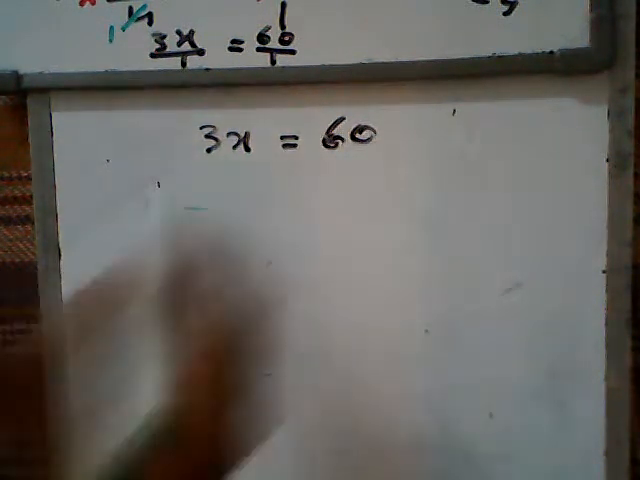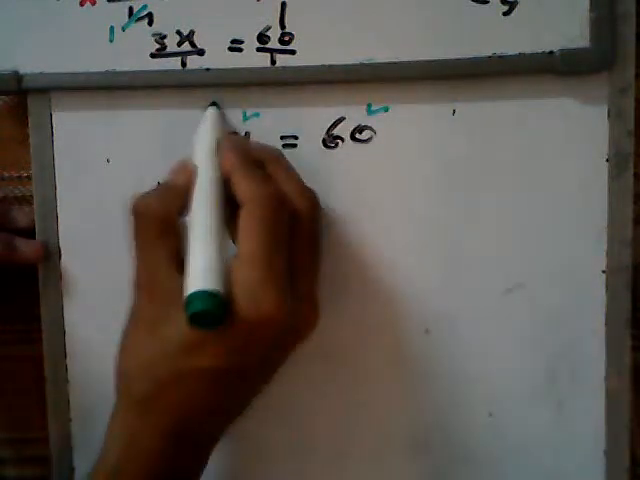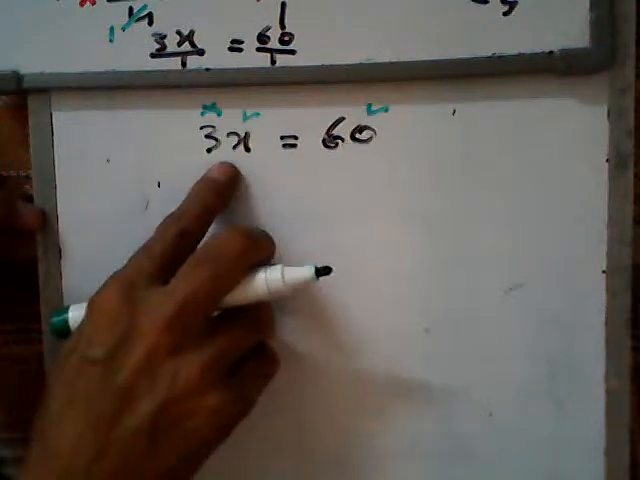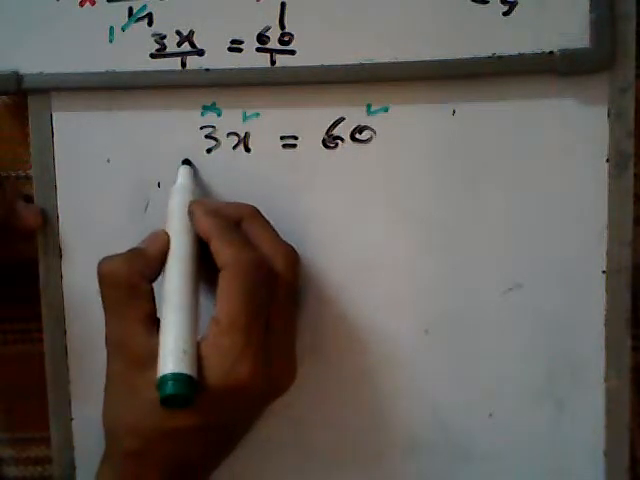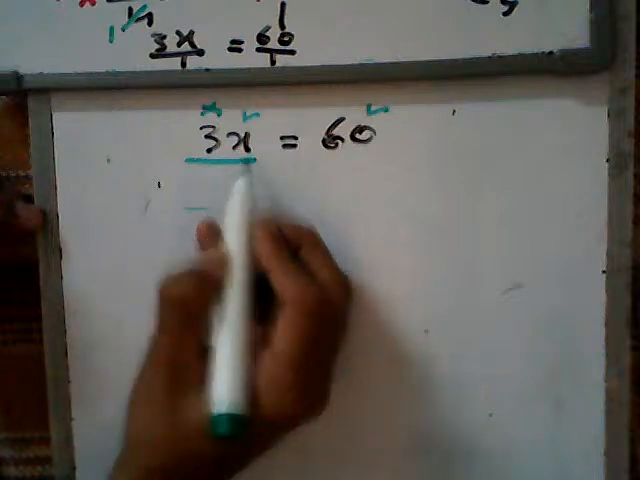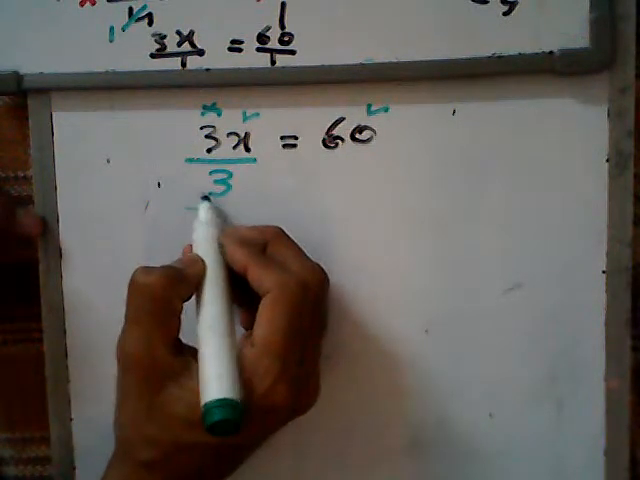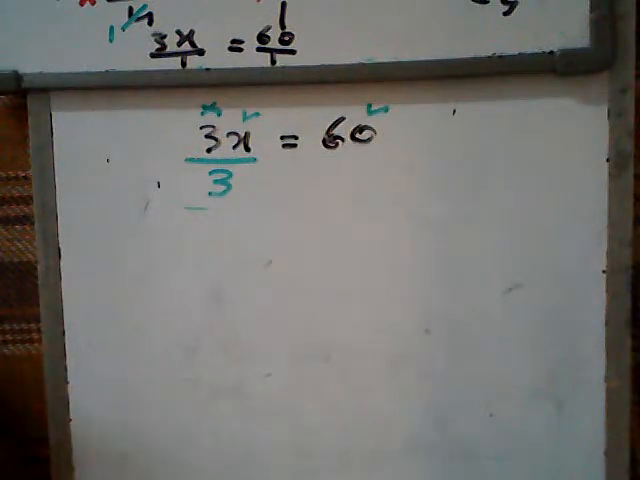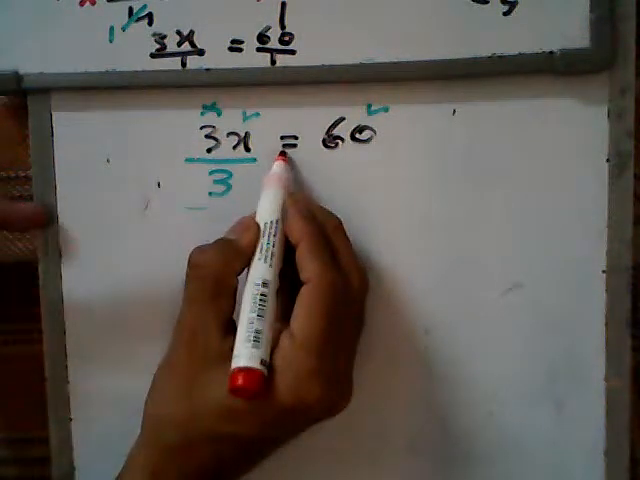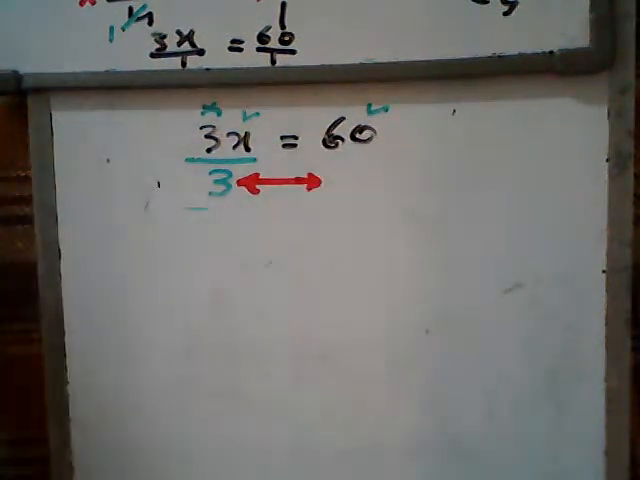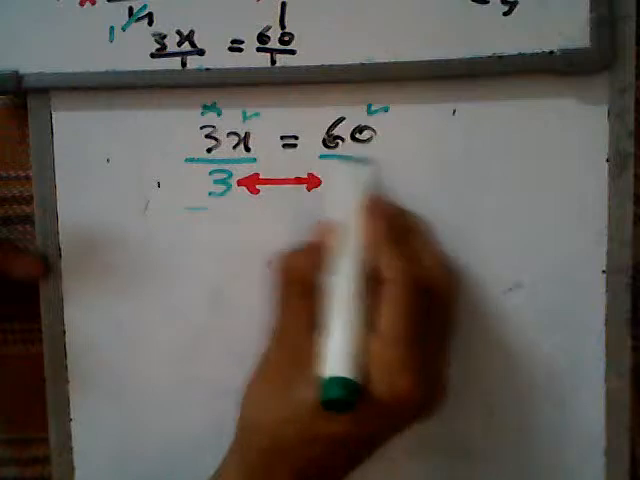Now we need to simplify this one, but this is a multiply part of the variable, so it will be simplified or removed by dividing. So we are dividing by 3, the same number, and we'll do the same thing on the other side because otherwise this makes the equation disbalanced. So we'll be dividing the other side by 3.